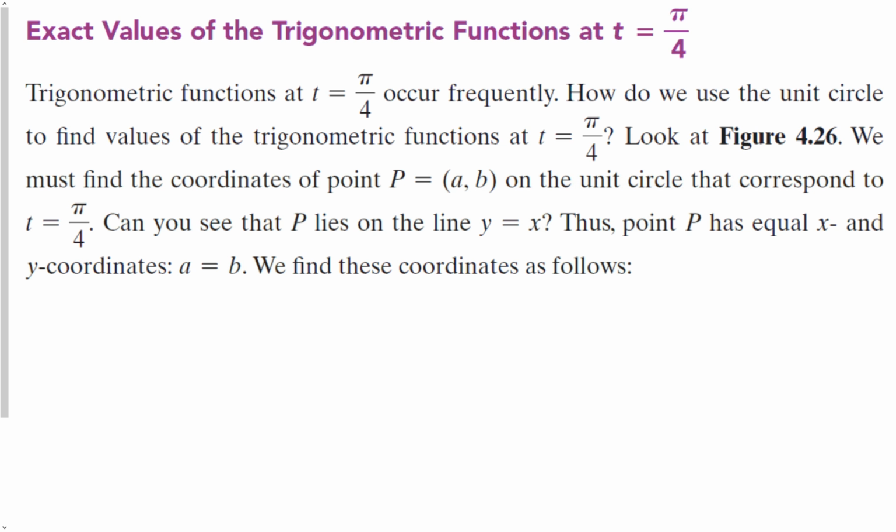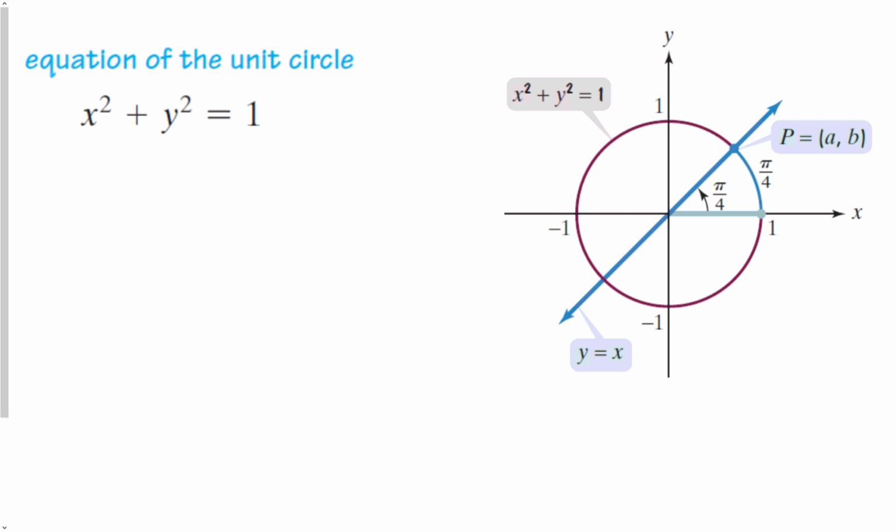Okay, so how do we use the unit circle to find the values of a trig function at pi over 4? First we need to find the coordinates of P on the unit circle that correspond to pi over 4. We can do this with a little bit of algebra. The equation of the unit circle is x squared plus y squared equals 1, and I know that point is (a, b). So I could say that a squared plus b squared, because that's the x and that's the y coordinate, is equal to 1.